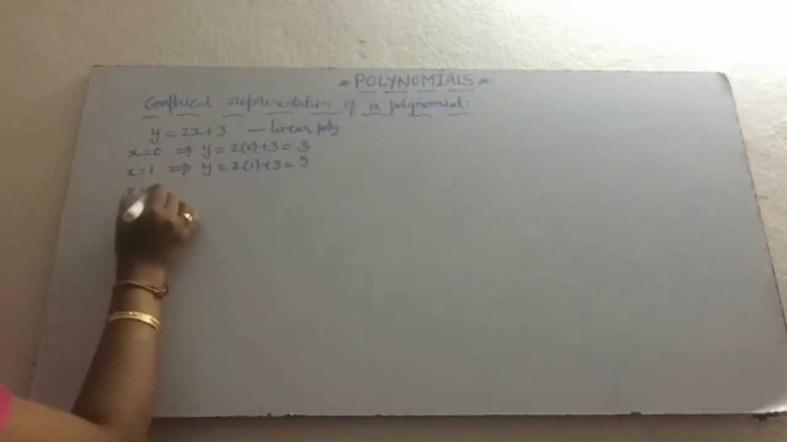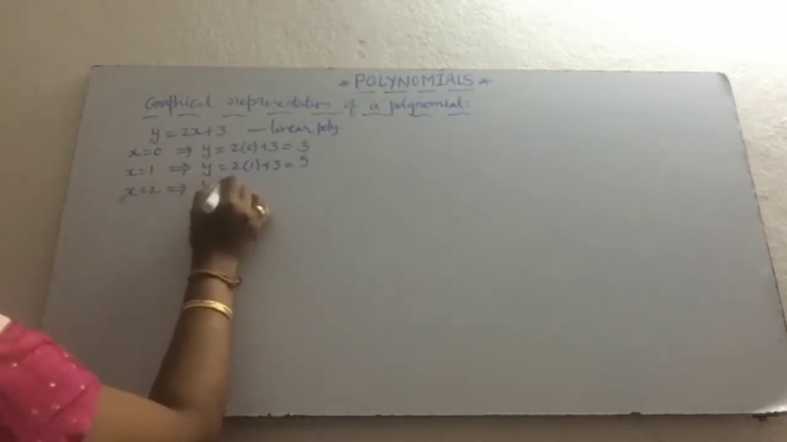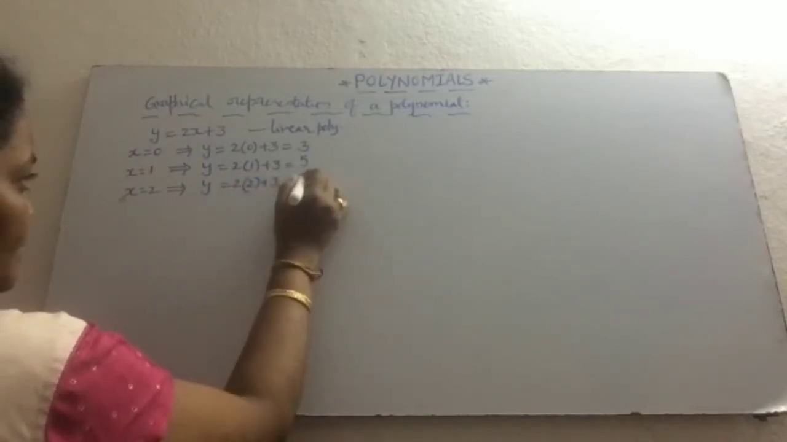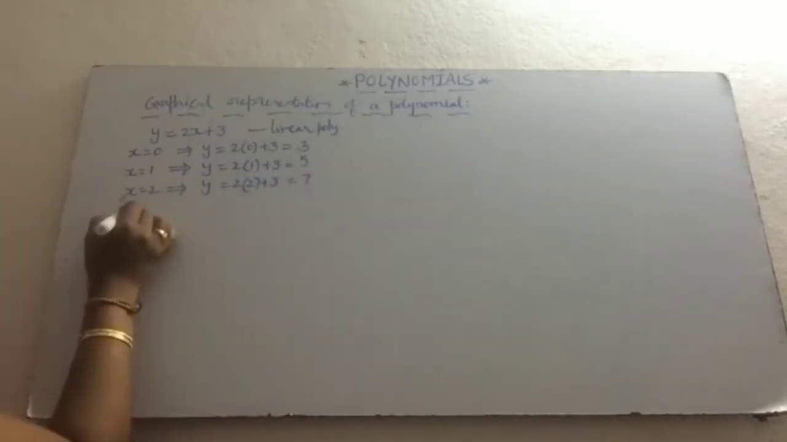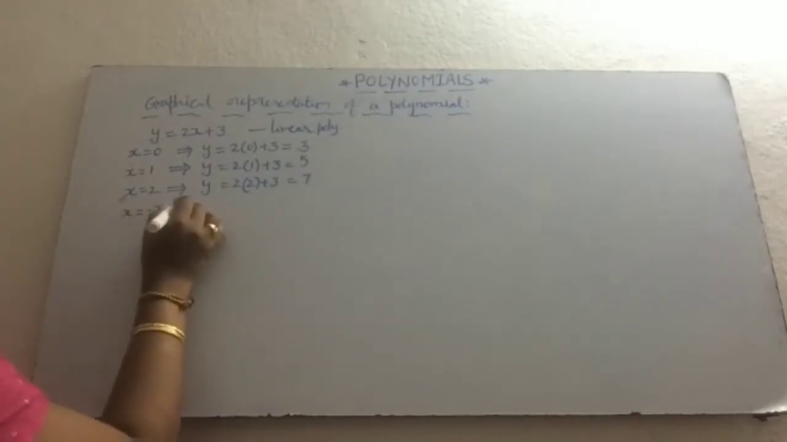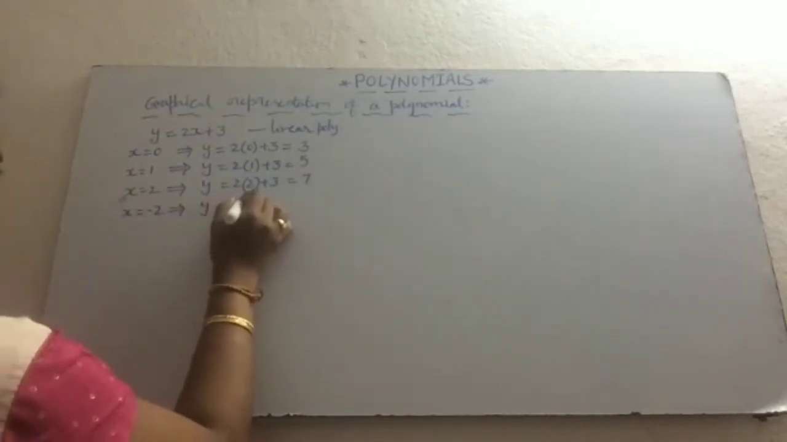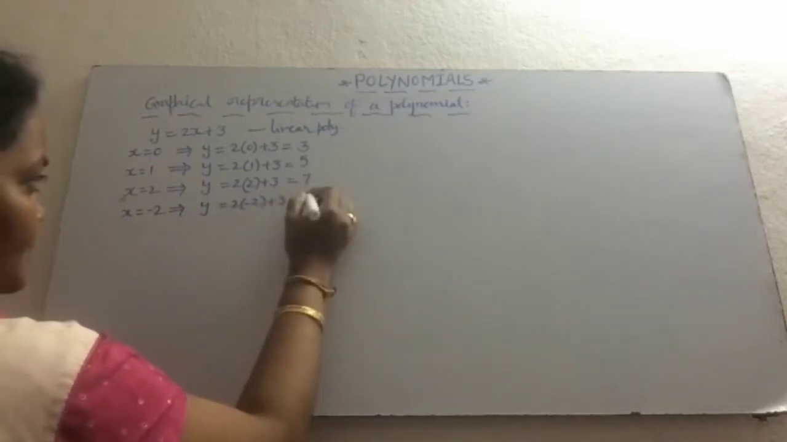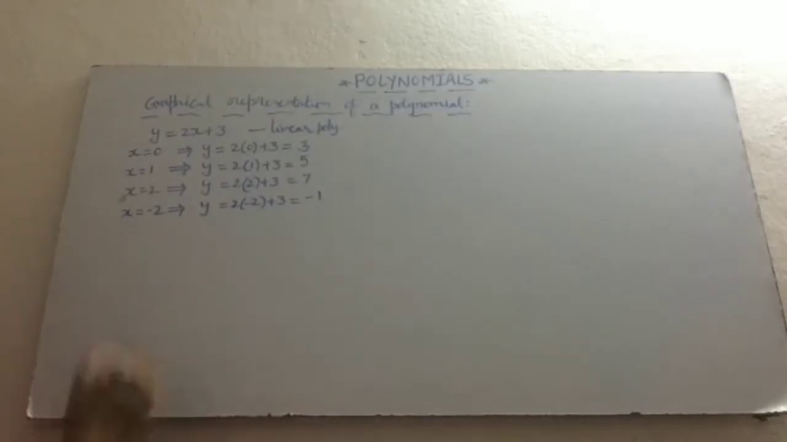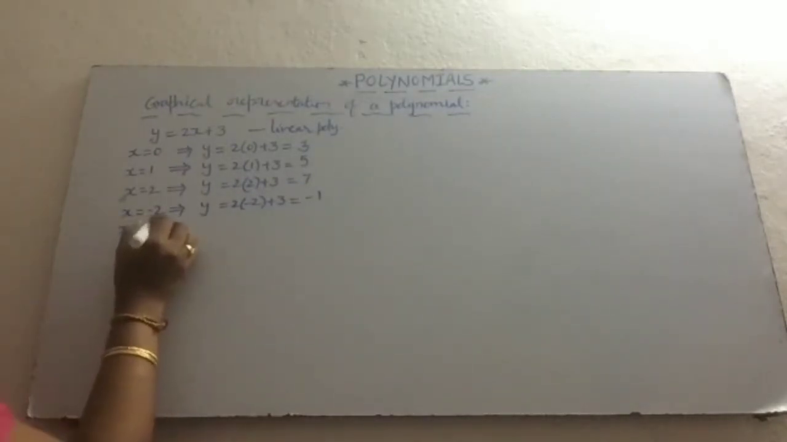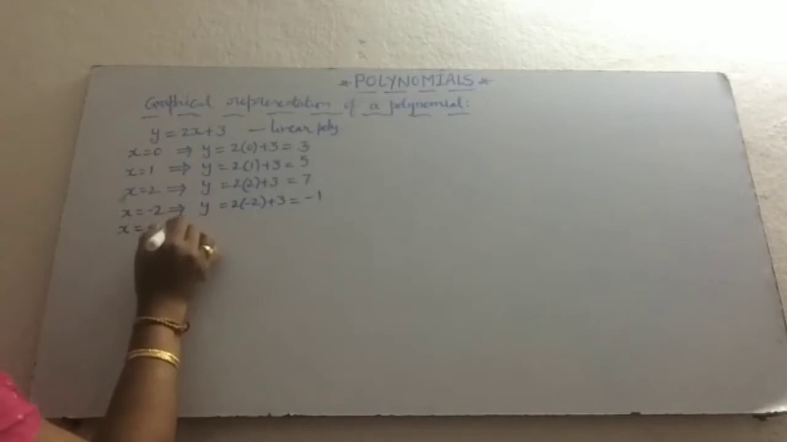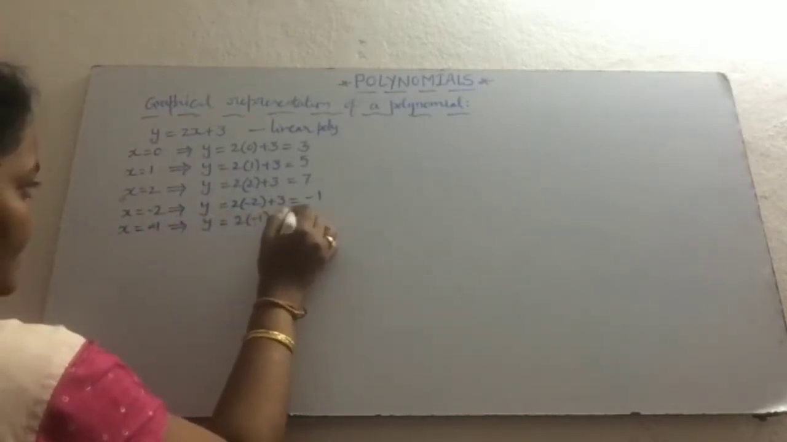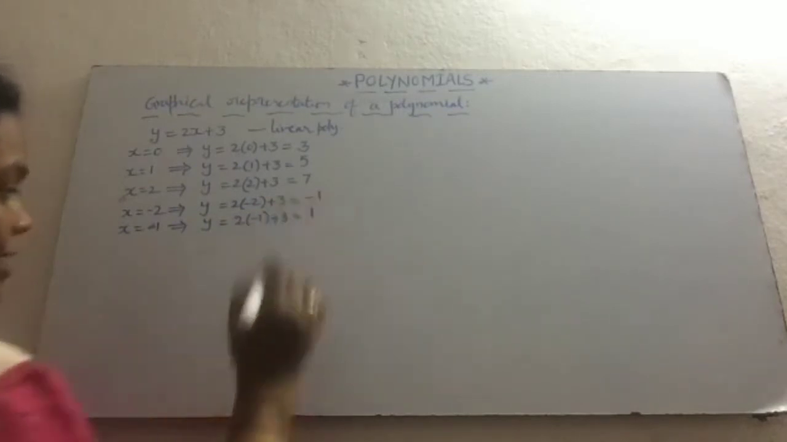If x equal to 2, then the value of y equal to 2 into 2 plus 3. That means 7. If I take x equal to minus 2, then the value of y equal to 2 into minus 2 plus 3. That means minus 4 plus 3, minus 1. And if x is equal to minus 1, then y equal to 2 into minus 1 plus 3, minus 2 plus 3, that means 1.